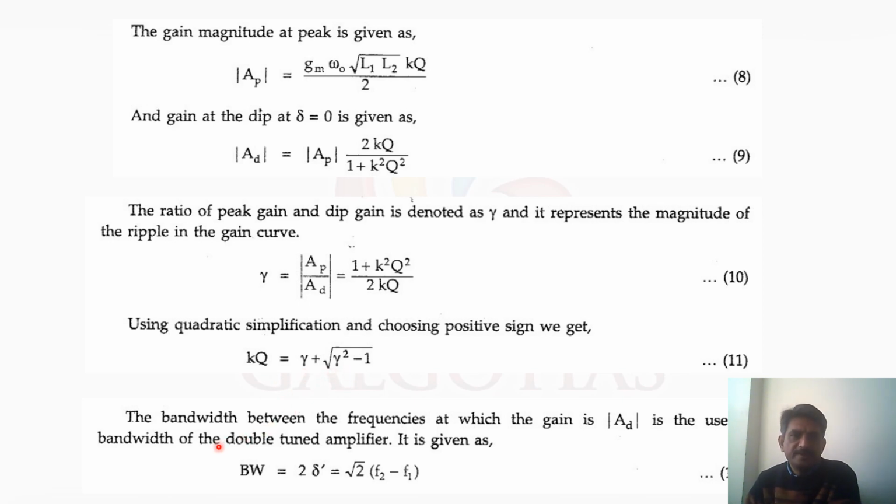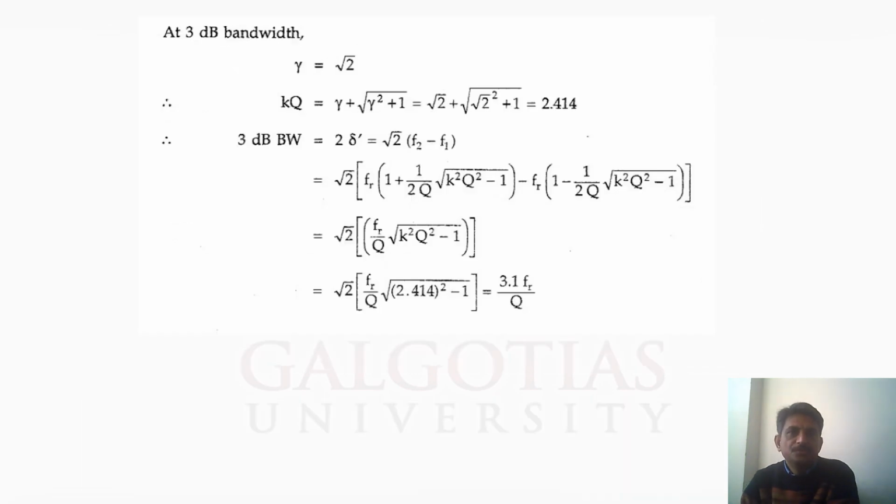So using the quadratic equation and choosing the positive sign, we get kQ is equal to gamma plus the square root of gamma squared minus 1. The bandwidth of the double tuned amplifier is given as 2δ, that is, F2 minus F1. So at 3 dB bandwidth, gamma is equal to root 2.